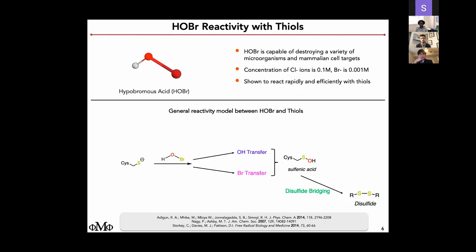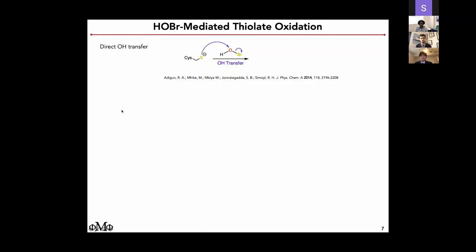decreasing its overall pKa. So in general, when we react a free thiol with our hypohalous acid, we can lead through an OH transfer or a Br transfer. Through this mechanism, we generally produce our sulfinic acid product, and through additional disulfide bridging, we can lead to disulfide bond formation. Now, to speak about these OH transfer and Br transfer mechanisms a little bit more deeply, I will go into the actual mechanism.